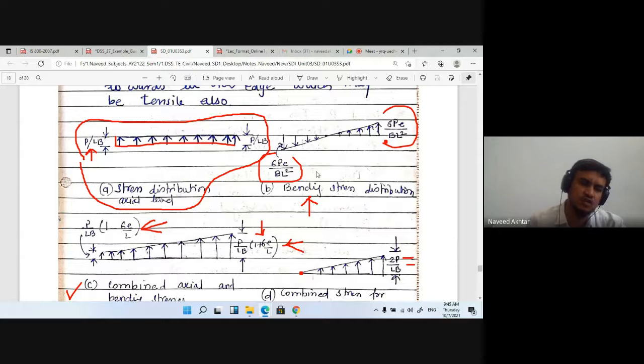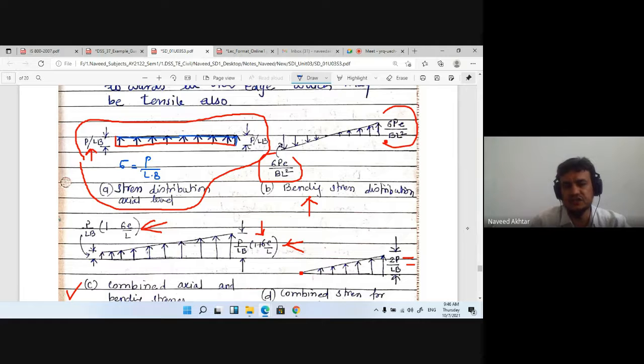In case of an axially loaded column, this is uniform. You can see here the stress distribution of axial load P by LB. This is the stress diagram. Stress is nothing but load upon area. Load is P and L into B is the area. So this is uniform throughout.